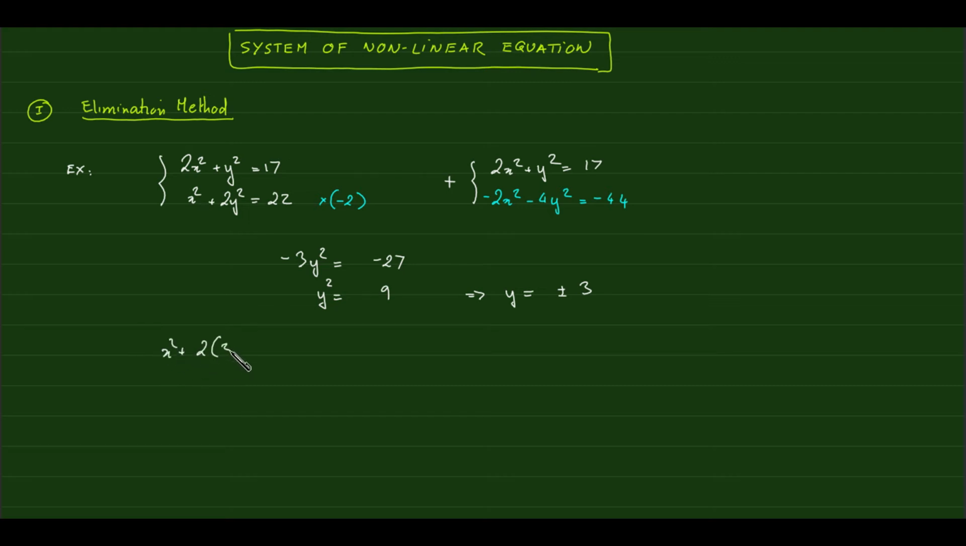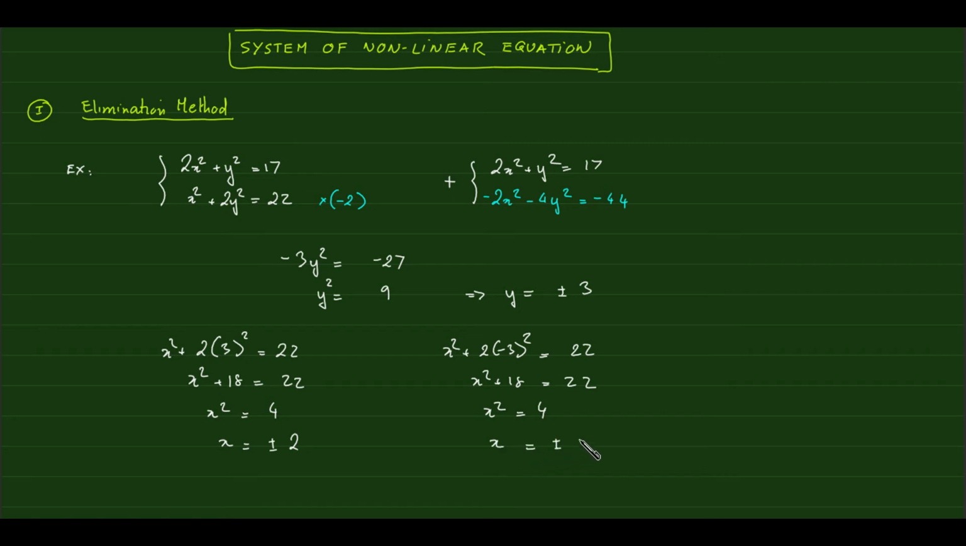So we have 3 squared, and so I have x squared plus 18 equals 22. So x squared equals 4, and x equals plus or minus 2. Now if you go ahead and plug -3 in, it's going to give you the same thing, right? Because -3 squared also gives you 9, times 2 is also 18. So the answer is actually the same, plus or minus 2.